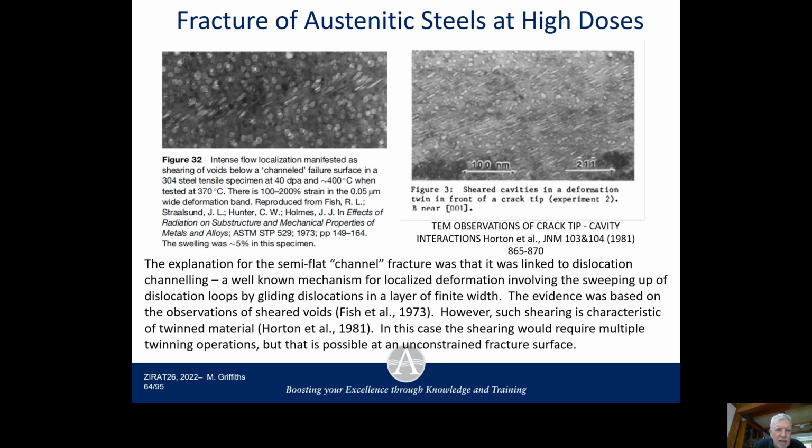In this case, there's no mention of twins. The belief is that the shearing occurs because of dislocation channeling. But then that would require, because of the nature of the shearing that we see, that you have slip on each successive plane. But that's exactly what a twin is.